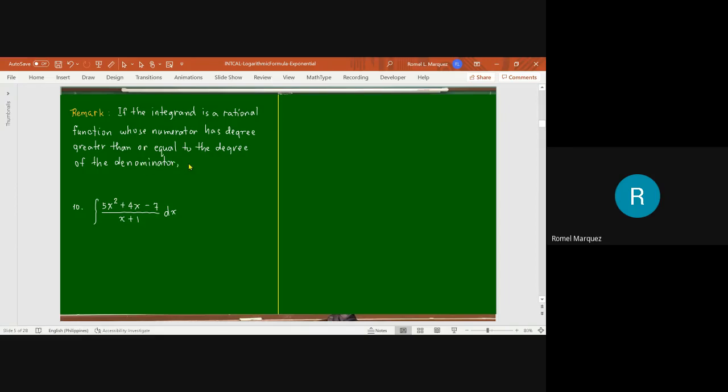Perform the indicated division first. Yan, magdi-divide muna daw, children. Indicated division first, not second, not third. Anong sabi? Guys, first. Okay?